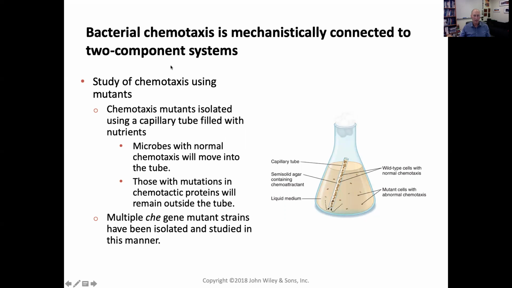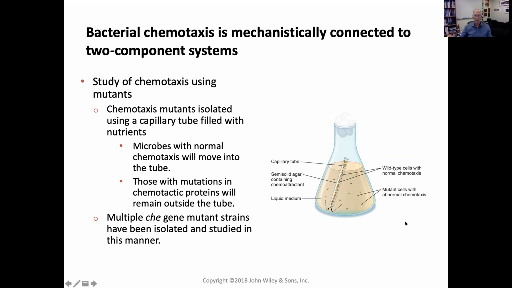Well, the reason is that the key components of chemotaxis are actually related to two component systems. There's a kinase and a response regulator. They're just not connected to regulation of gene expression. Okay, so just reminding you what chemotaxis is: basically controlling the rotation of the bacterial flagellum to move towards an attractant or away from a repellent.